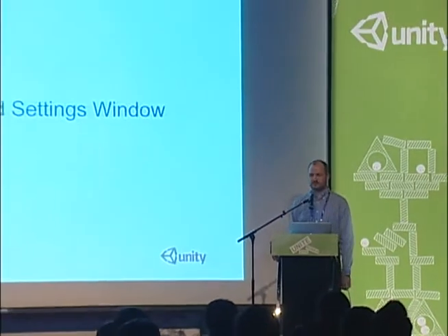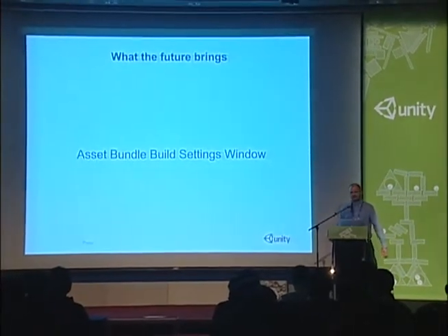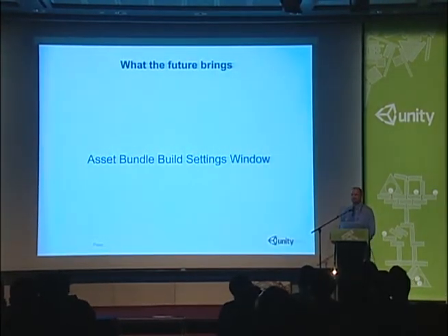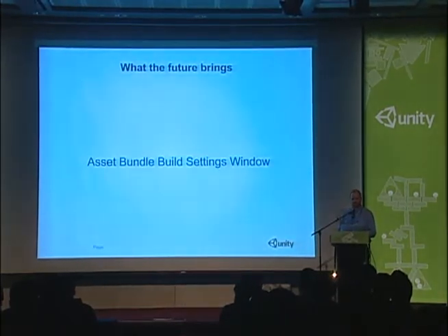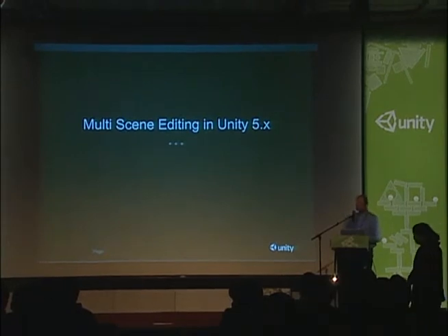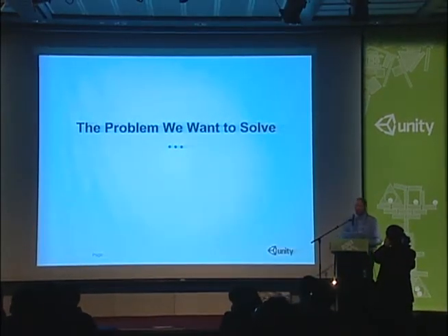So now that we have been introduced to this really, really simple concept of building asset bundles, I will skip to something completely different, which is the multi-scene editing that we are introducing in a future version of Unity 5. So what are the problems that we're trying to solve with multi-scene editing?